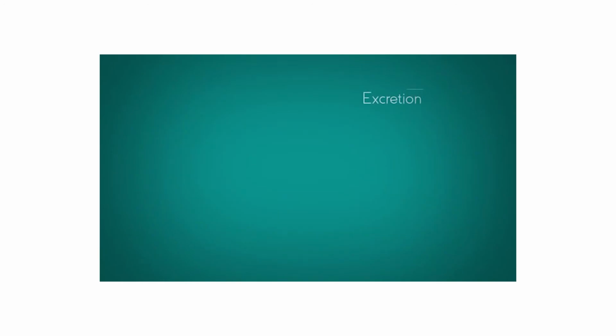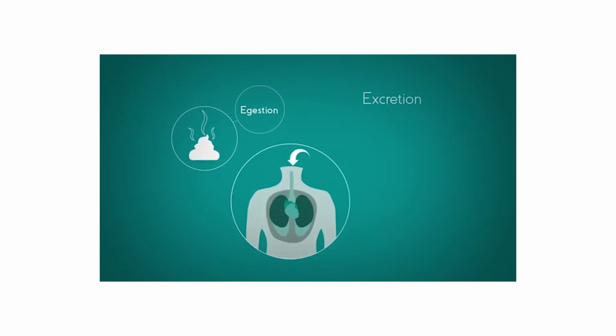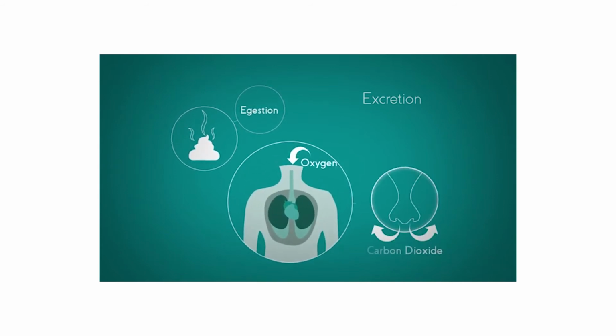Excretion is the sixth process. This is not the same as pooing, which is actually called egestion. But excretion means getting rid of waste from chemical reactions in the organism. Respiration, for example, makes waste products, and each organism needs to get rid of these. This is called excretion. The final process is nutrition.